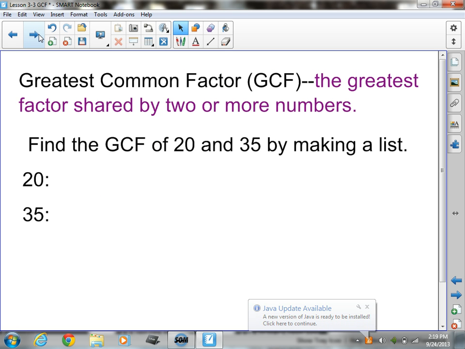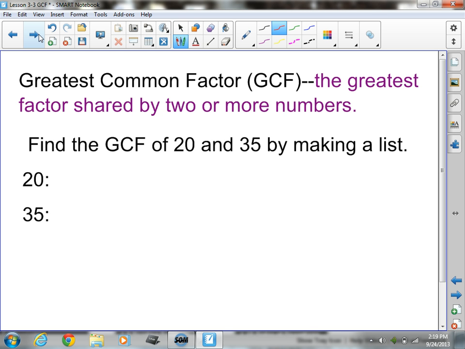Now, the focus of today's lesson is on the greatest common factor. It's the greatest factor shared by two or more numbers. So we want to find the greatest common factor of 20 and 35 by making a list. So as we learned, to find the factors, it's on the boxes on your graph paper that you used in class today. How many different ways can you make 20 where the sides of the squares match or line up?